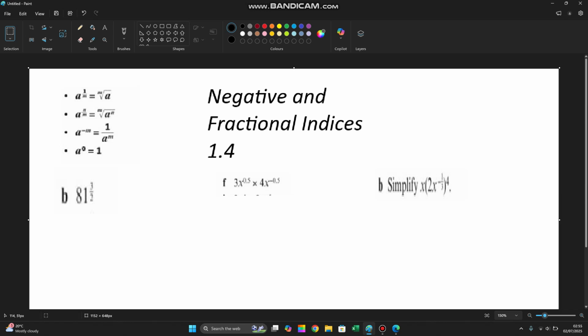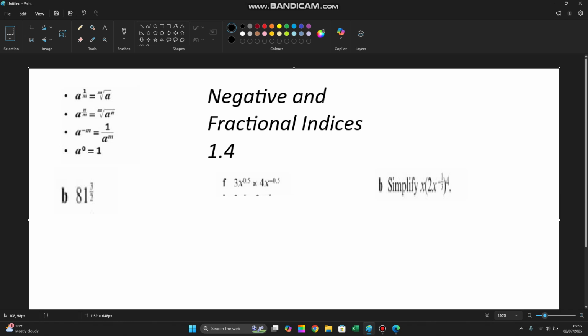So the first rule that you need to know is a to the power of 1 over m is equal to the m-th root of a. So basically it means that a to the half, for example, would be the same as the square root of a. That's the first rule.